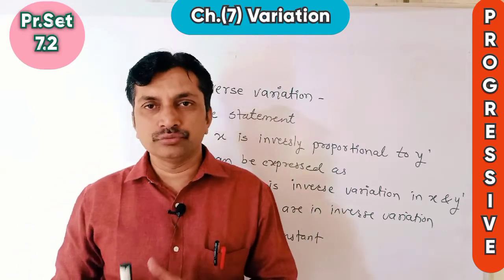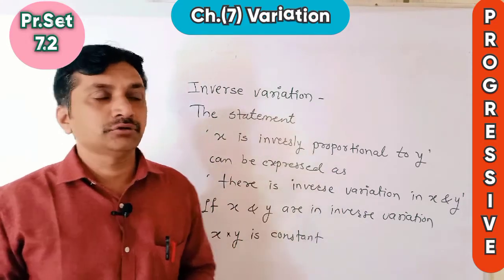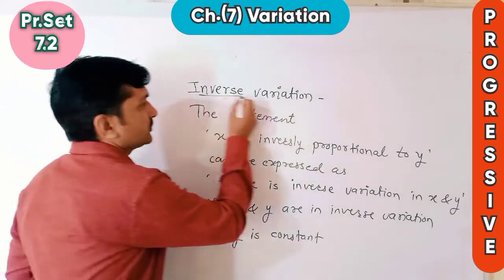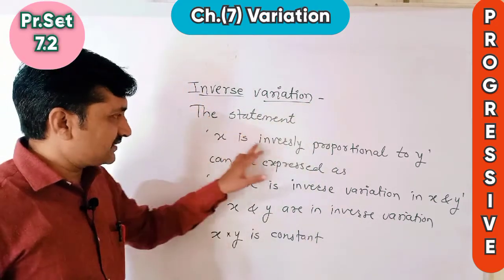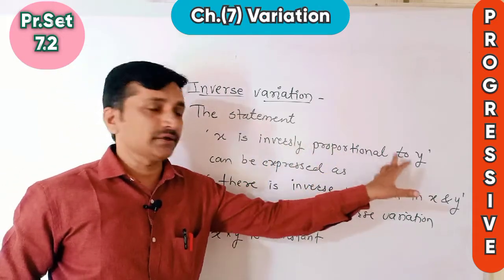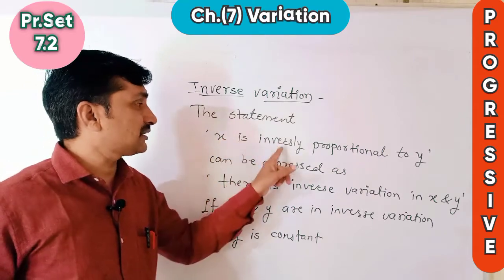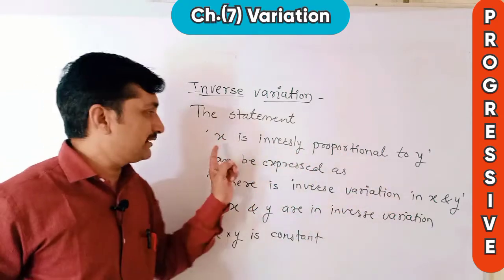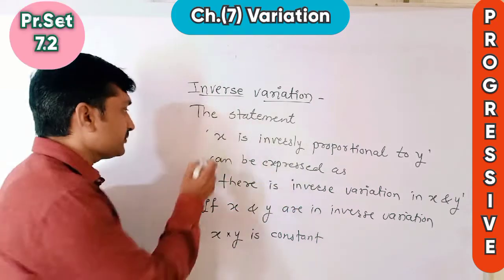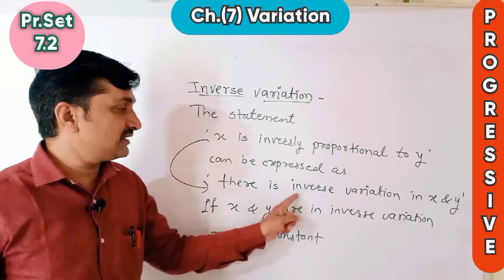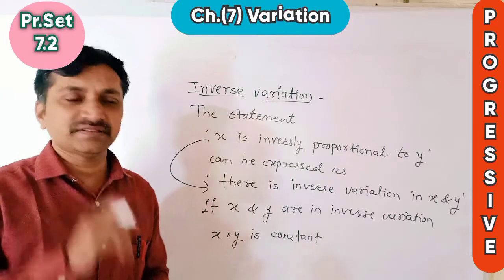In last video we studied practice set 7.1 that was based on direct variation. Now in this video we are going to study examples based on inverse variation. Next point is inverse variation. Statement: x is inversely proportional to y. As in last video we wrote for direct, x is directly proportional to y. Now here x is inversely proportional to y. Again the same statement can be written as there is inverse variation in x and y. Statements are different but meaning is same.